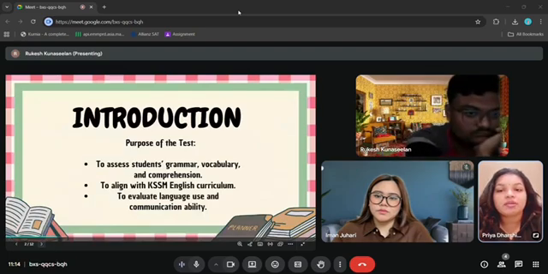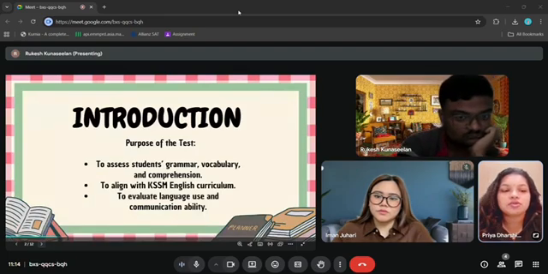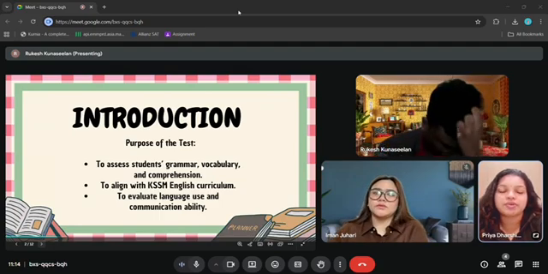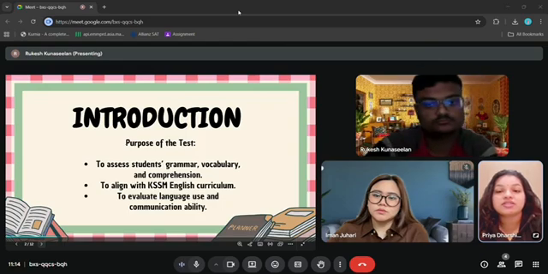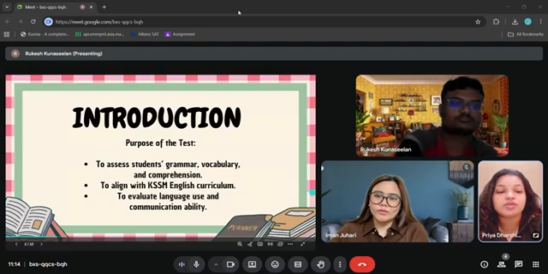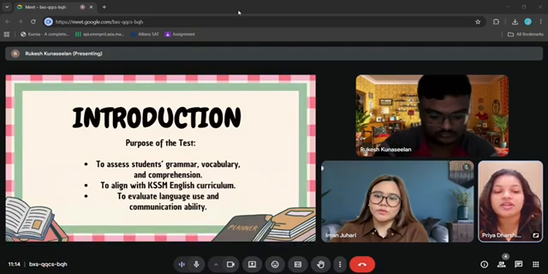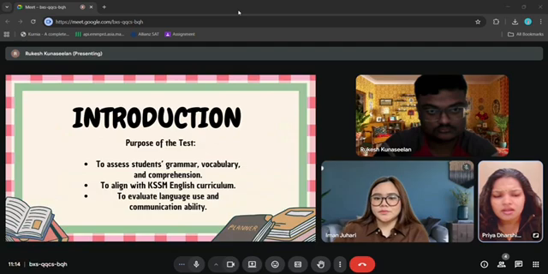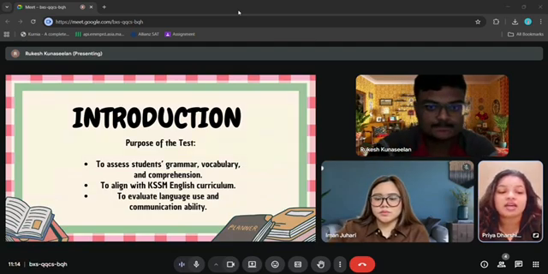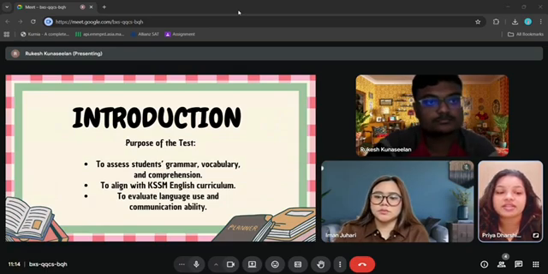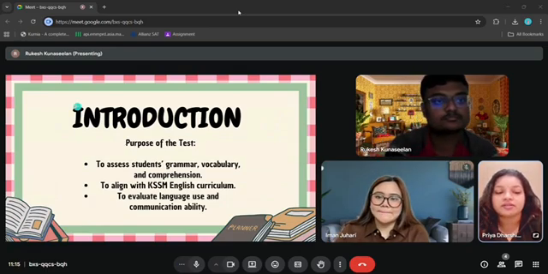Alright, for my part, I'll be explaining questions 1, 2, and 3 from our Form 1 English test paper. The main purpose of this test is to assess students' grammar, vocabulary, and comprehension based on the KSSM English curriculum. Each question in the paper is designed according to Bloom's taxonomy, where we test different levels of thinking, such as remembering, understanding, and applying. The three questions I'll explain today each test a different skill and cognitive level.